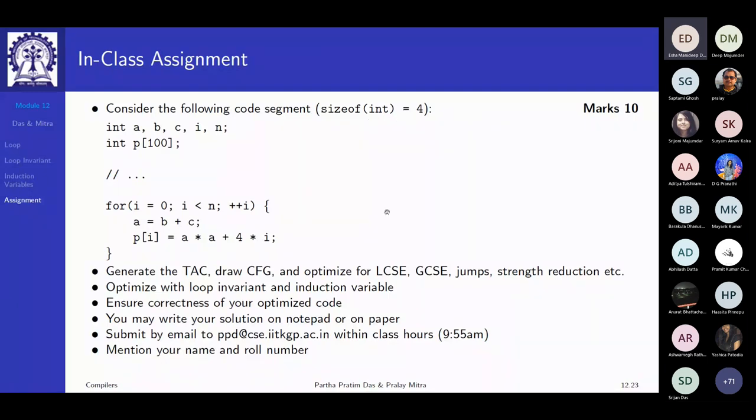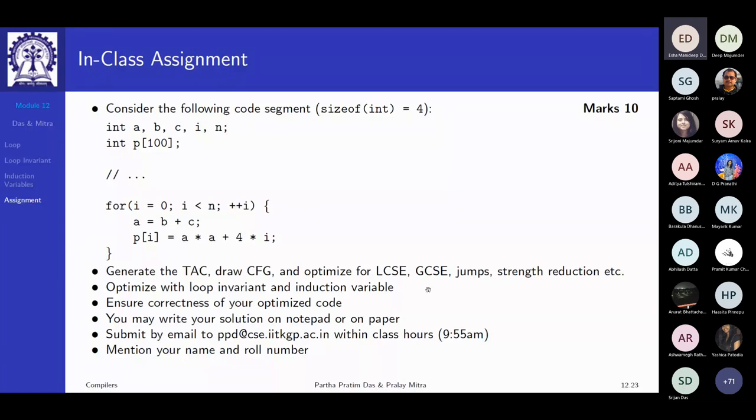So what you need to do is to generate the TAC, draw the CFG, do standard optimizations. Obviously, I'm not expecting you to run the formal DFA. You will just mark, and show the changes that are happening because of this. You can do it by observation, but have to do it carefully. Then once the usual optimizations are done, you optimize with loop invariant and induction variable. This is what is critical, and this is what we are really trying to see that you have learned.